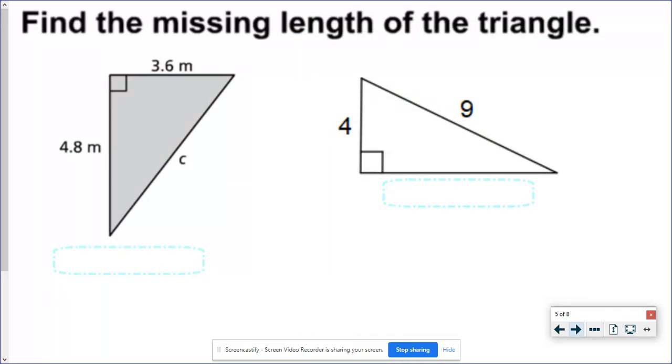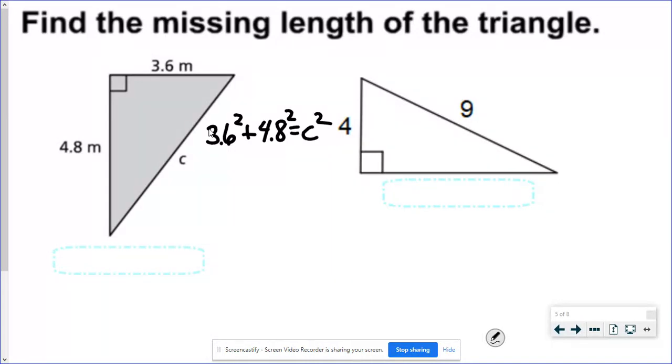For the next one, still trying to get the c. All of these examples so far, we've been looking for the c. The second one on this slide is not going to be the c. But I kept this one because we've got some decimals in here now. This is where we really do want to have a calculator handy. So the two sides that are given to us, again, are the a and the b. So I would have 3.6 squared plus 4.8 squared equals c squared.